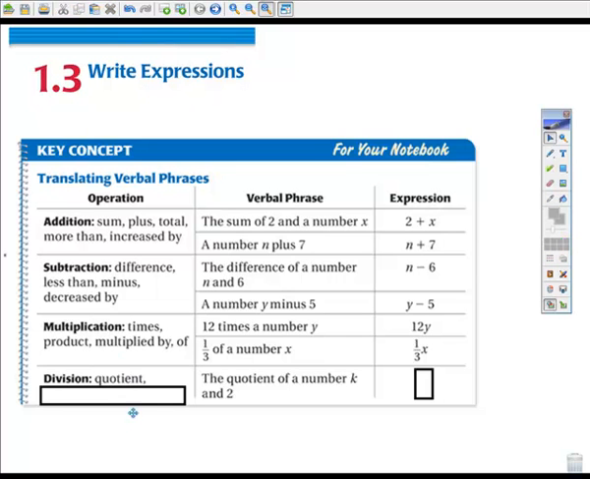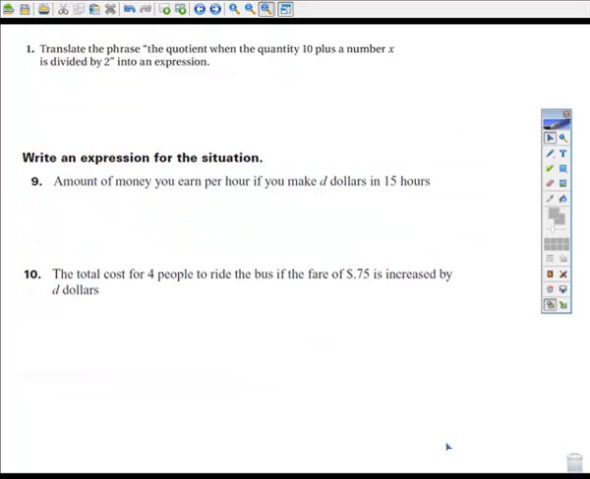Division is quotient, or we could say divided by or divided into. So the quotient of a number k and 2 is going to be k over 2. I want you to get in the habit of writing these quotient expressions with a fraction bar. Very rarely in algebra will you see k and then the division sign with the 2 or a number. Alright, let's go ahead and practice doing some of these.